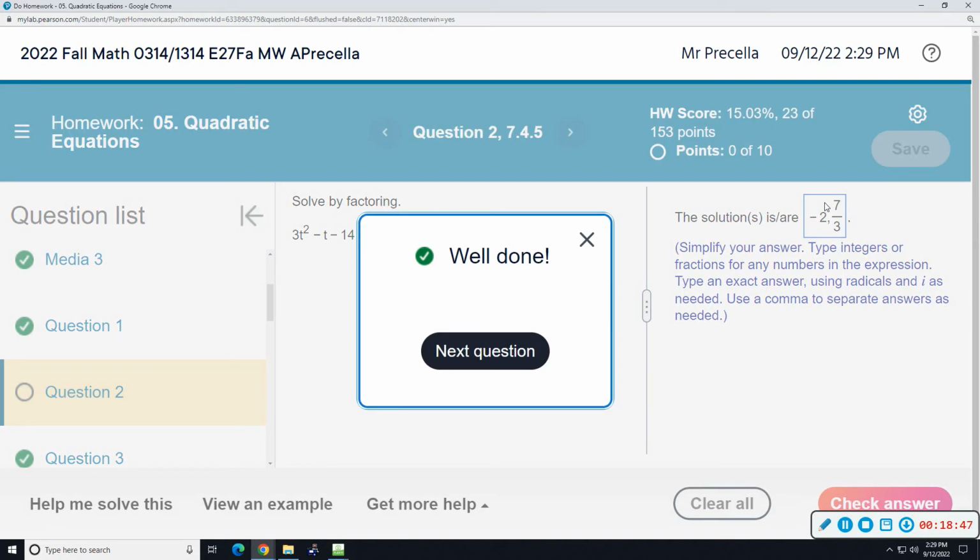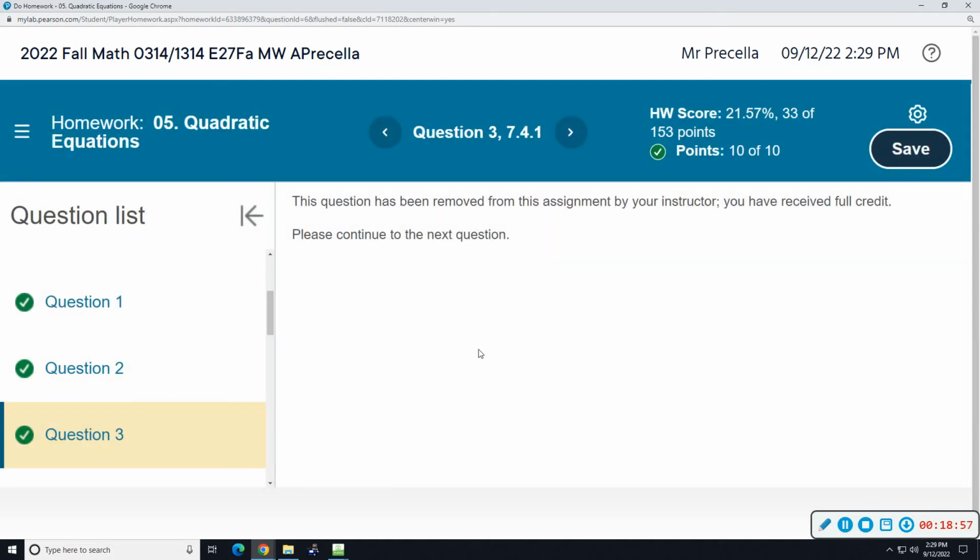Any questions there? And when you get to this point, this is when you're going to do the next question. Problem 3 is already done for you. Move on along. I'll put this arrow up here to get the next question.